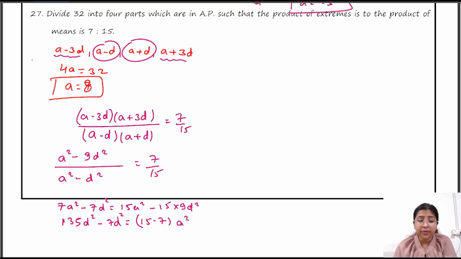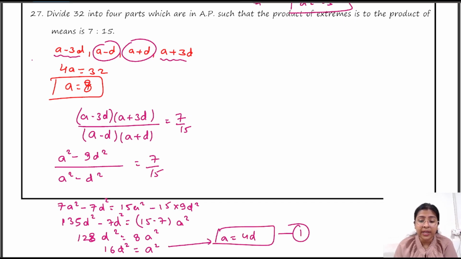Yes. So 135 minus 7 will be 122. Yes or no? No. Okay, if you subtract these, 15 minus 7 is 8. Yes. 128 D square is equal to how many? 8 A square. Yes or no? Yes. Now cancel this by 8. This will be cancelled 16 times. So 16D square is equal to A square, taking under root both sides. So A is equal to 4D. You will get a relation between A and D.